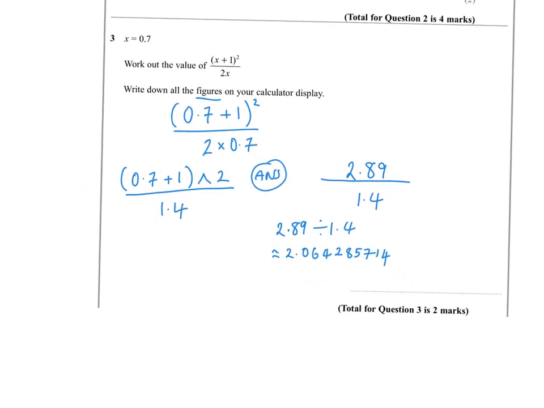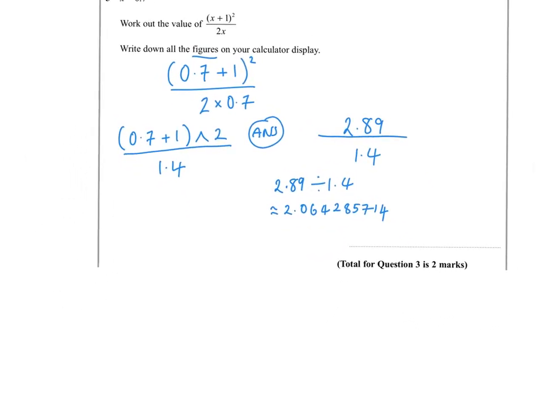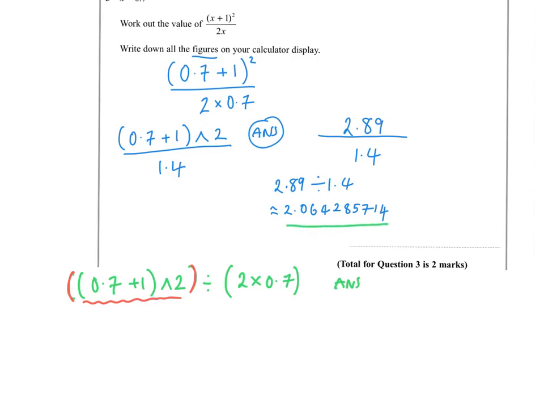Another way is to put it all in one go. Now, what you'd have to then do is write bracket 0.7 plus 1 to the power 2, close bracket. So what that really does is just do this part separate, because these brackets here are telling you to make that separate. Then divide by, and then open up another bracket, 2 times 0.7, and then press ANS or equals. And that should give you the same answer.